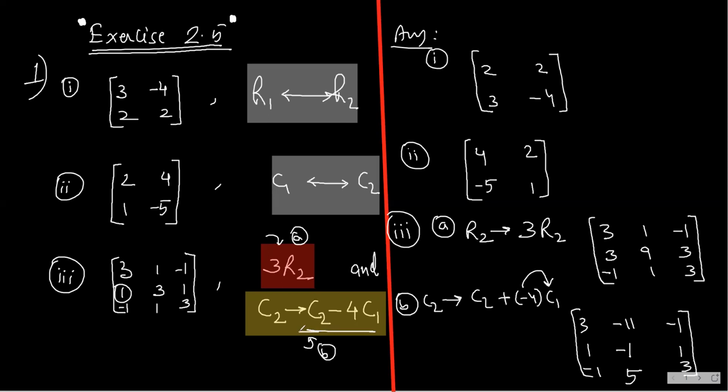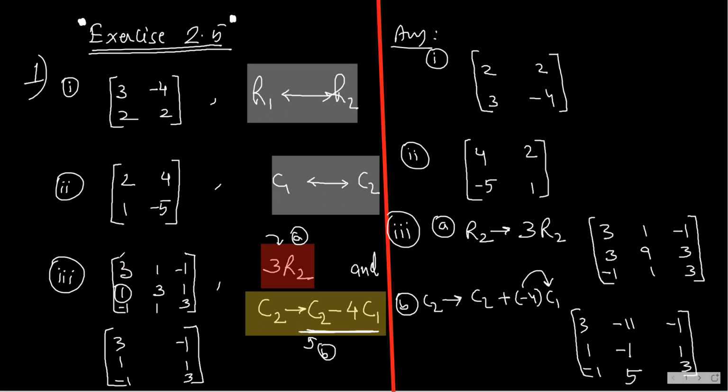Whereas in this, what is given? Multiply 4 to C1 and subtract. That would also give you the same thing. See, C1 doesn't change. It is 3, 1, minus 1. C3 doesn't change. Minus 1, 1, 3. Now multiply 4. But this time, whatever you get, you will subtract, because you are multiplying 4, not minus 4.